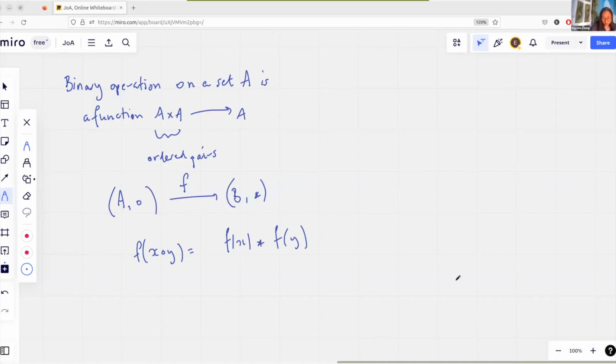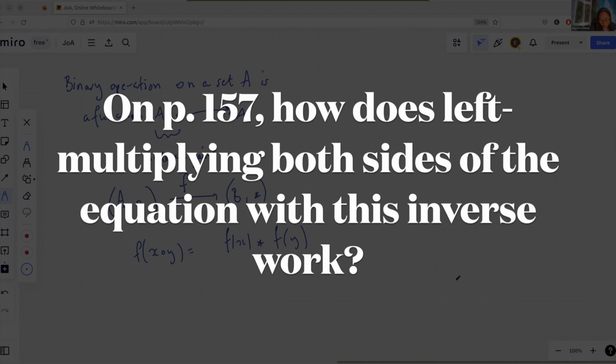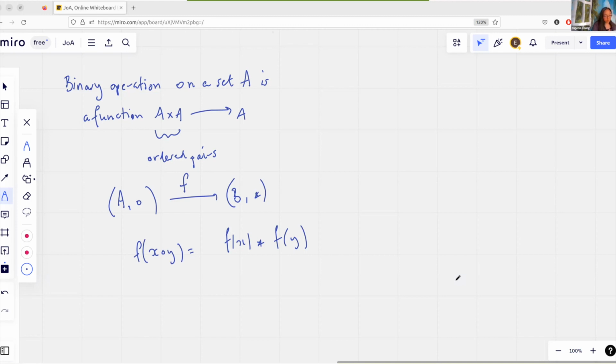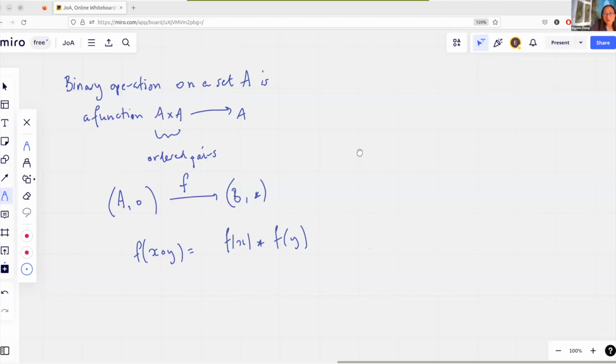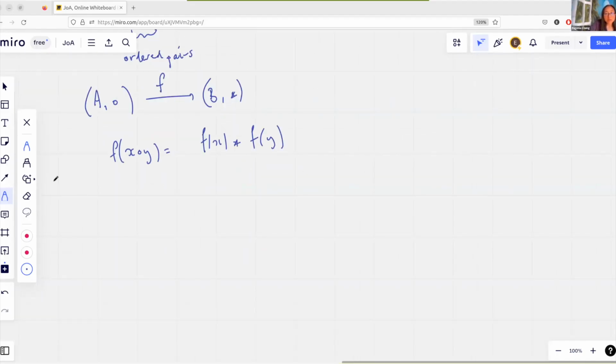Okay, so the next question, I do need the whiteboard back. The next question says, page 151, I'm having trouble with the last step. How does left multiplying both sides of the equation by this inverse go? So this is in the middle of page 151. Oh, I suppose I should have done this before doing the share. So let's make this a bit bigger. Here's the thing that we're talking about. And I'll go back to the share. So let's draw a line so we know we're starting a new thing here.